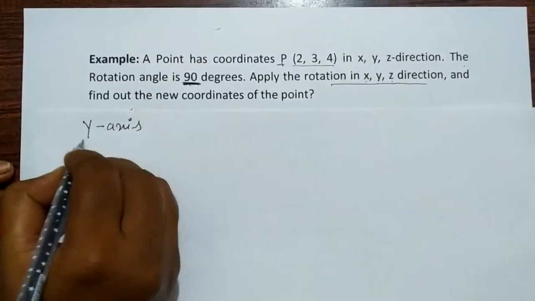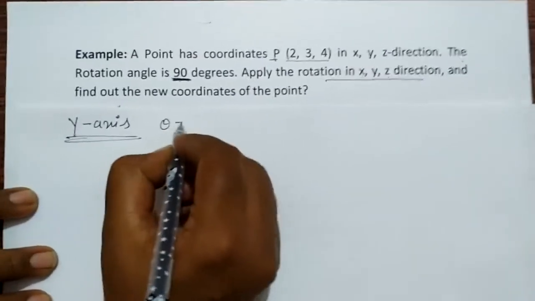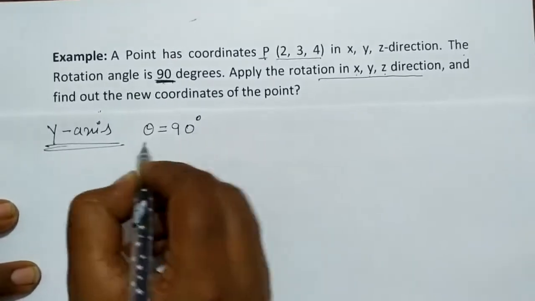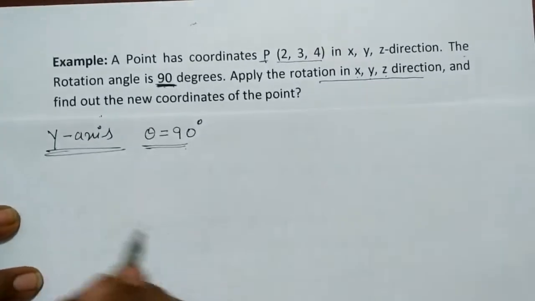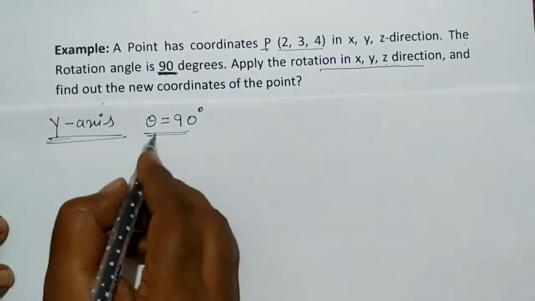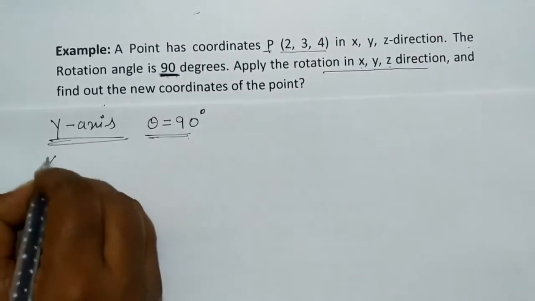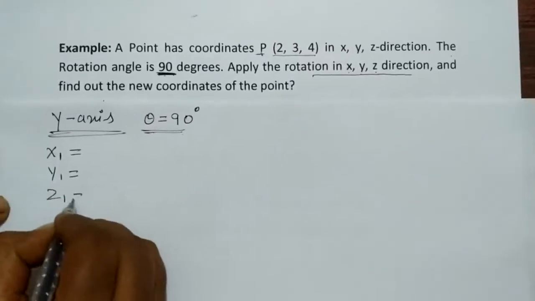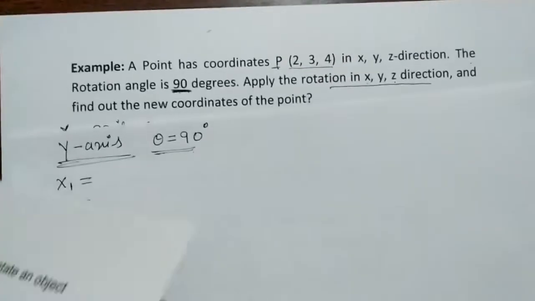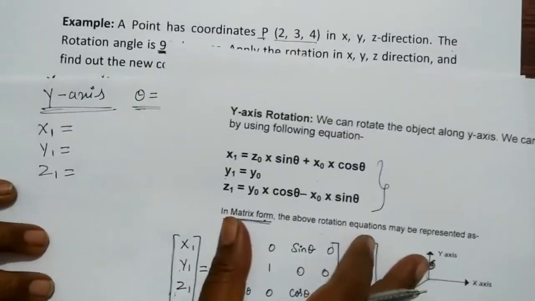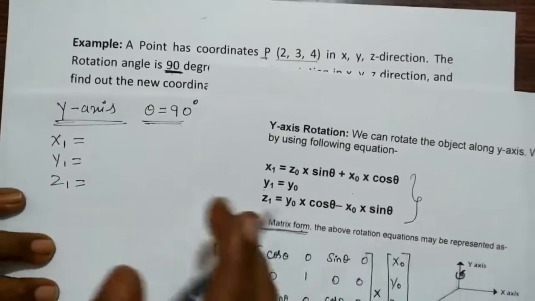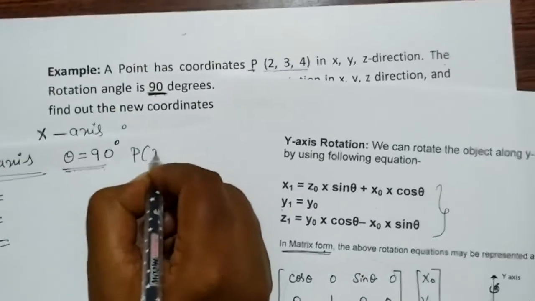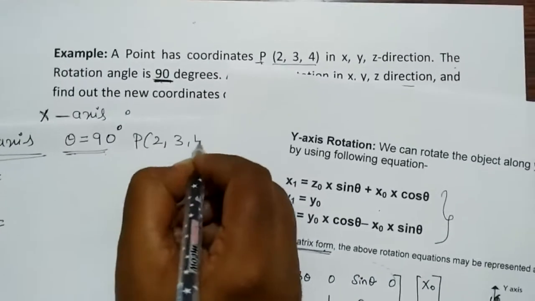Okay. So to perform this, according to the question, they have given how much we need to rotate along the y-axis: 90 degrees. The rotation angle they have given us is 90 degrees. To find this rotation along the y-axis, we need to use the equations for x1, y1 and z1. As we discussed previously, the equations are like this. And the initial coordinates they have given us are P of 2, 3 and 4.